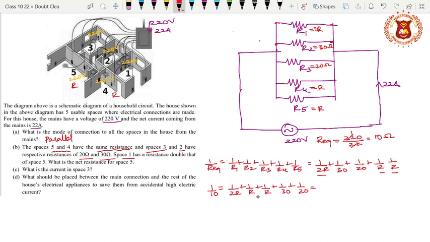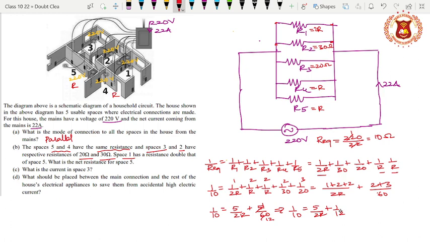This is equal to, for the R terms, the LCM is 2R: 1 plus 2 plus 2, which is 5 by 2R. Plus, the LCM of 30 and 20 is 60: 2 plus 3 is 5 by 60. So 1 by 10 is equal to 5 by 2R plus 5 by 60, which is 1 by 12. Sending this 1 by 12 to the other side, 1 by 10 minus 1 by 12 is equal to 5 by 2R.